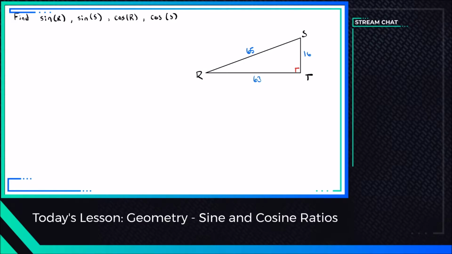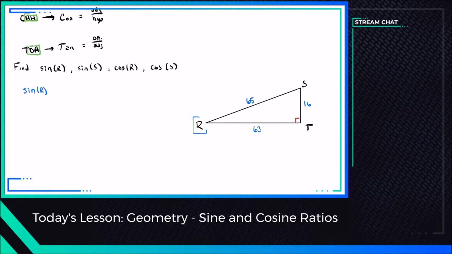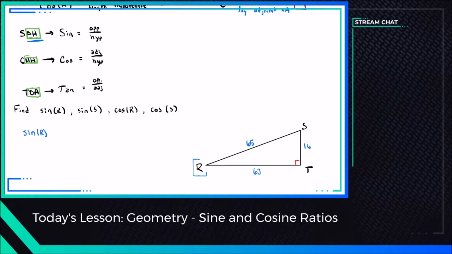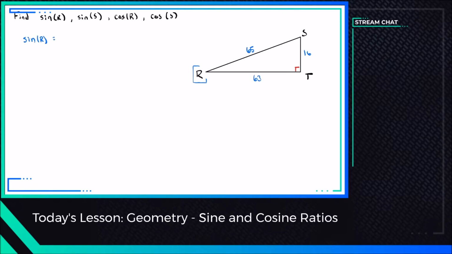So let's go ahead. We're going to do our sine for R first. If we look up here, sine is opposite over hypotenuse. So that's going to be opposite angle R divided by the hypotenuse. The opposite of angle R is going to be 16. And then our hypotenuse is going to be equal to 65. And so that's 16 over 65, or approximately 0.2462.